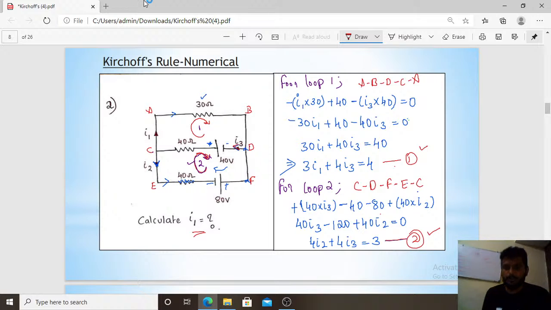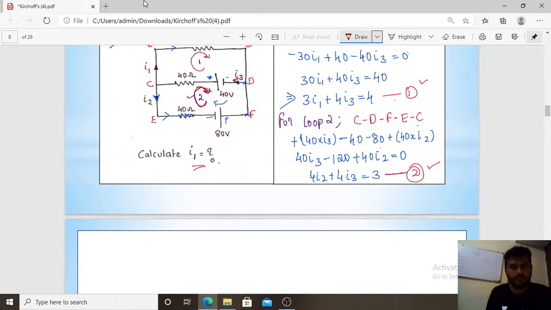So what should I do now? Cross elimination method. Let me write the two equations first. First equation is 3I1 plus 4I3 is equal to 4. First you do slowly. After you get the concept, we can directly go for eliminating with simple steps. So first you write like this. Then the other equation is 4 I2 plus 4 I3 is equal to 3.